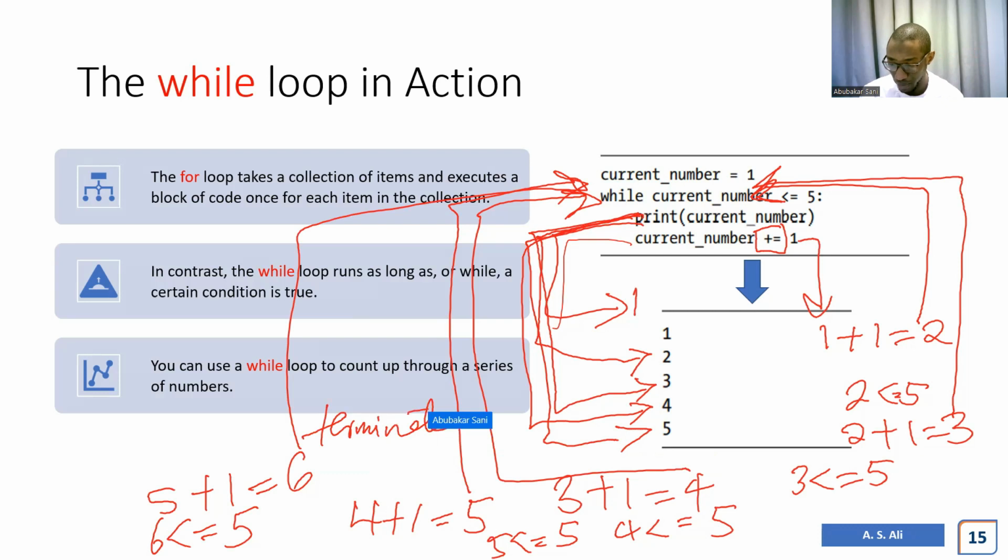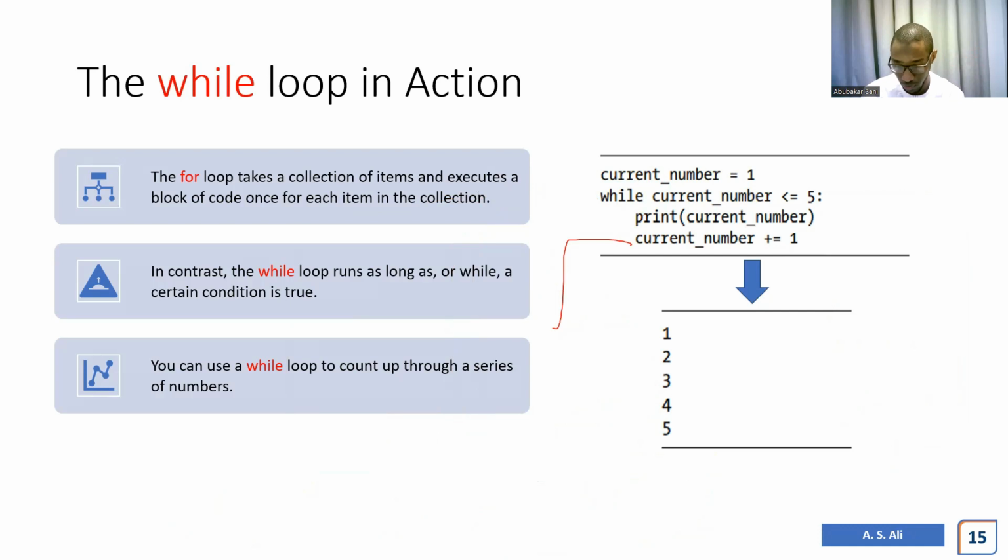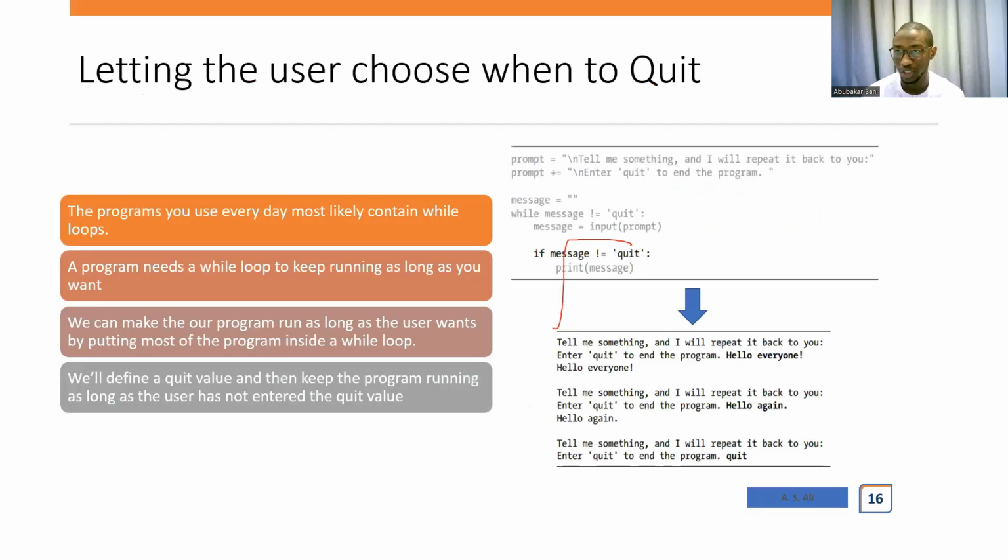So this is what is happening when you have a while loop. It is going to continuously run until the condition you set is no longer true. Once the condition becomes false, then the loop ends. Okay. So let's go and check here.